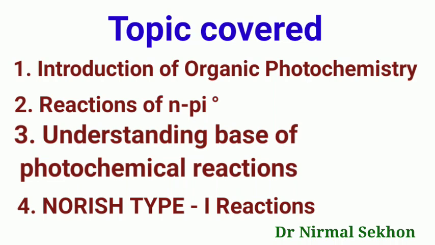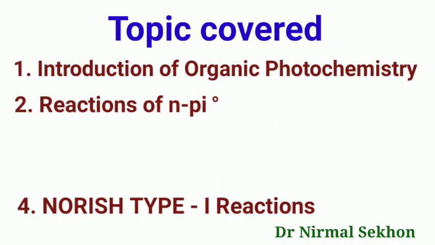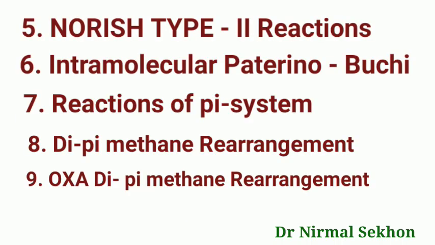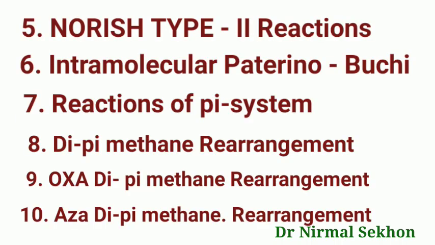Then the reactions of n pi star. Then we will learn the base of photochemical reactions. And after that we will discuss the Norrish type 1, that is alpha cleavage reactions, with a lot of examples. And after that we will discuss the Norrish type 2 reactions, again with a lot of examples. Each and everything will be explained.